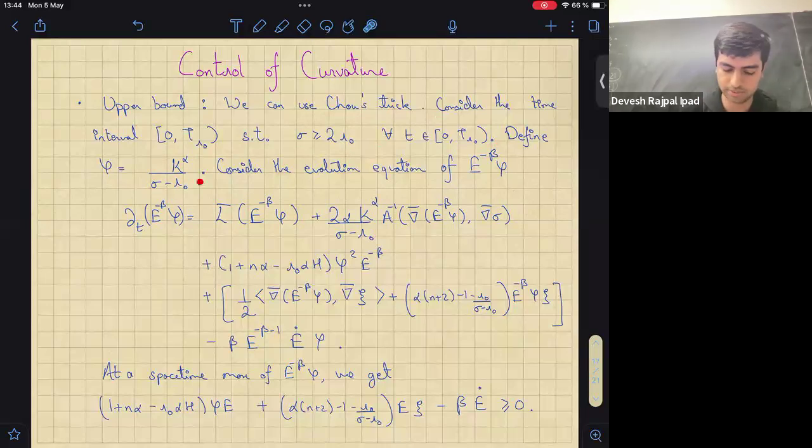Then we can multiply this function by a large negative power of entropy, and we'll see why it's going to be useful. I can calculate the time derivative of this quantity. It comes out as some parabolic equation, so this will be an elliptic operator. There are a bunch of gradient terms here and here, and the task is to control the rest of the terms.